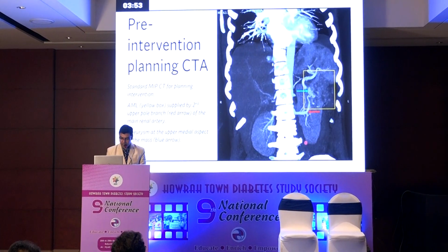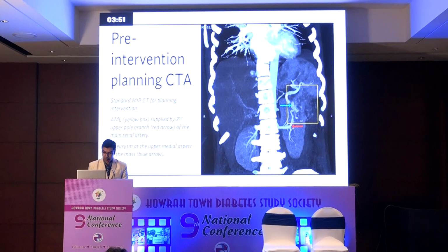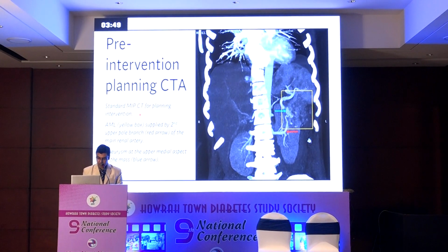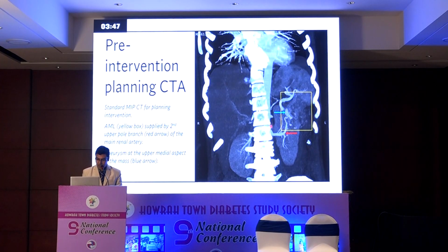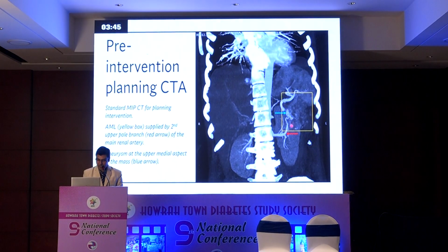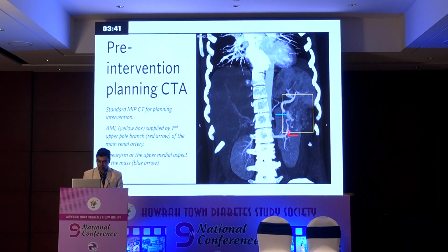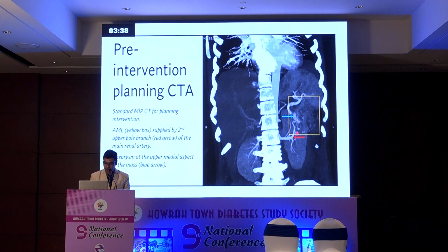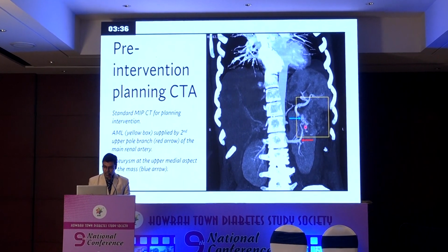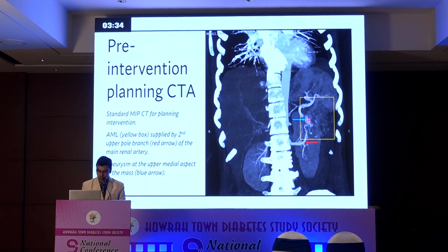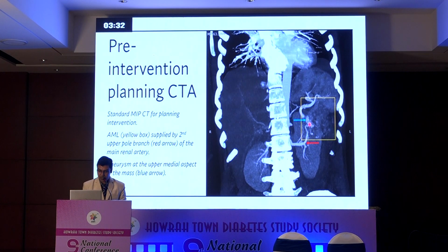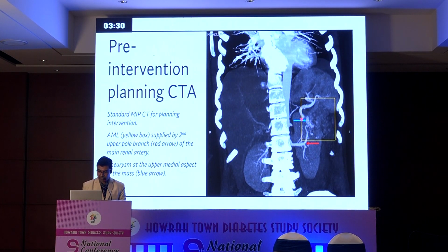We planned the embolization on the acquired computed tomography angiography on the standard MIP CT. The AML, which is indicated by the yellow box, was supplied by the second branch of the upper polar branch of the main renal artery, which is indicated by the red arrow. The aneurysm that we saw was also seen on the medial aspect of the mass and is indicated by the blue arrow.